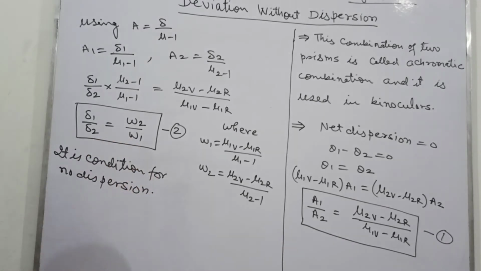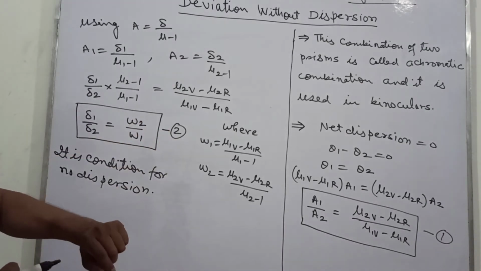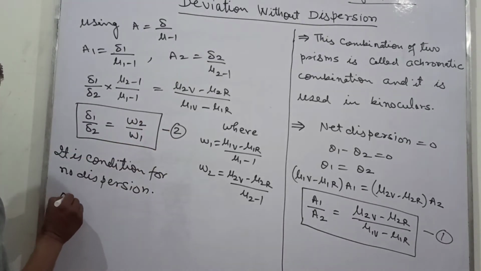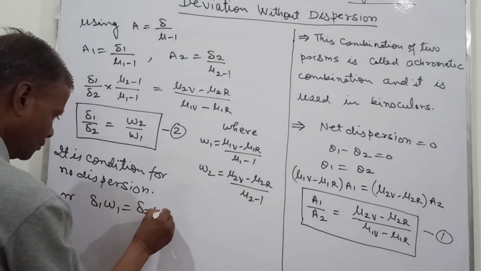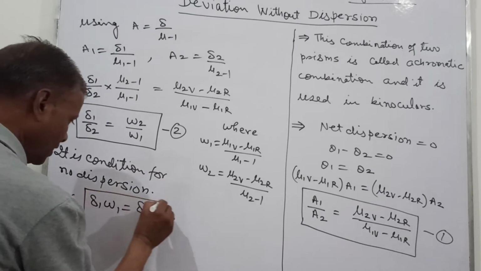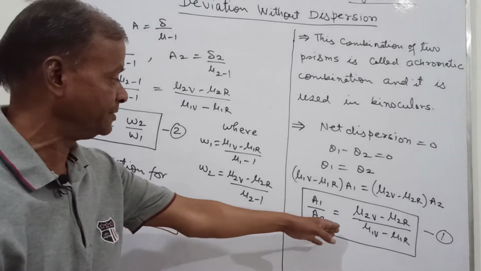No dispersion. Or you can say that delta 1 omega 1 equal to delta 2 omega 2, or delta 1 omega 1 equal to delta 2 omega 2. This is one more relation. So either you write in this way or you write in this way, or we have this relation.